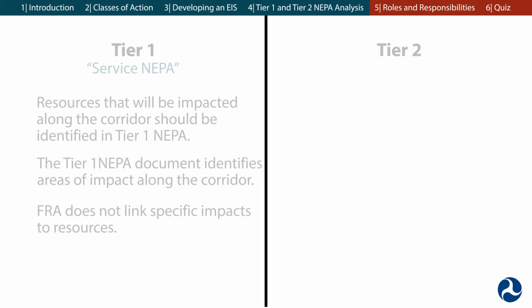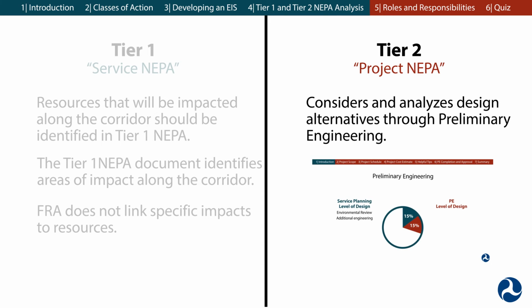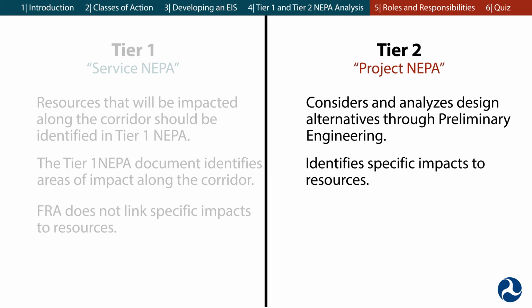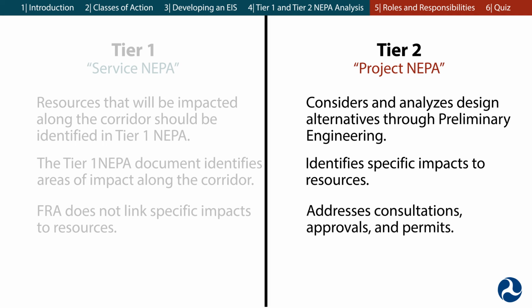Applying NEPA to project-specific, design-related decisions is known as Tier 2 NEPA, or Project NEPA. Project NEPA closely aligns with the preliminary engineering process. It is a requirement for all rail capital projects funded by FRA in order to advance to final design and construction. Specific impacts to resources must be identified as part of Tier 2 NEPA analysis. Consultations, approvals, determinations, agreements, and permits should also be addressed as part of the Tier 2 documentation process. Tier 2 NEPA culminates in a design alternative before advancing to final design and construction.